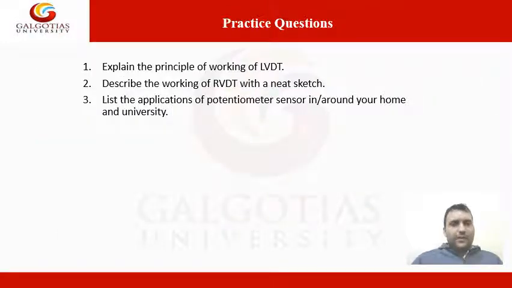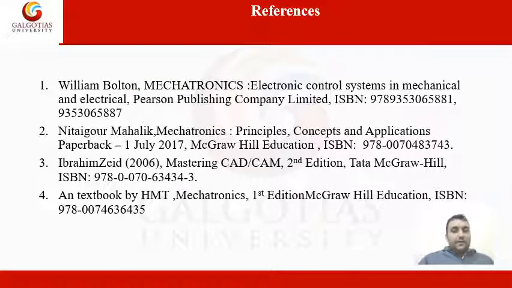This is a home assignment for all of you. This assignment is supposed to be submitted before the next class. The first question is: explain the principle of working of LVDT. Describe the working of RVDT with a neat sketch. List the applications of potentiometer sensors around your home and university. These are the reference books from where all the references are taken, so you can consult these books for your further study on this topic.